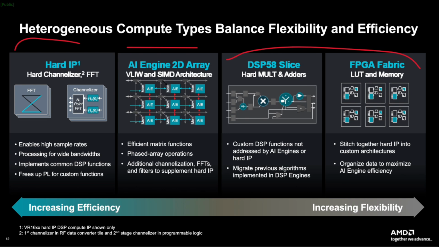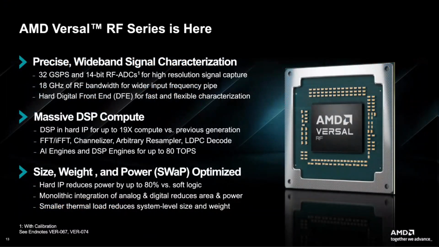So I have one more slide and then I'm going to pass it on. We're talking about the Versal RF series. We actually are shipping what we call ES1. We will do a production mass set later this year, but we are shipping that today. The key advantage is the high resolution, high sample rate, and frequency range that this operates over. Of course, I talked about the massive DSP compute, and that's as a result of the hard IPs. And lastly, I talked a little bit about the size, weight, and power optimization. And so, again, very key part.